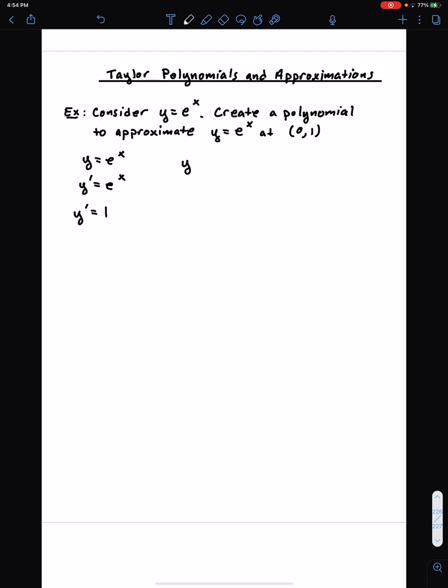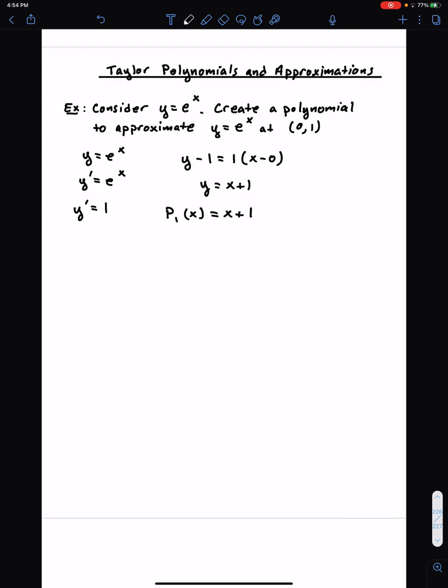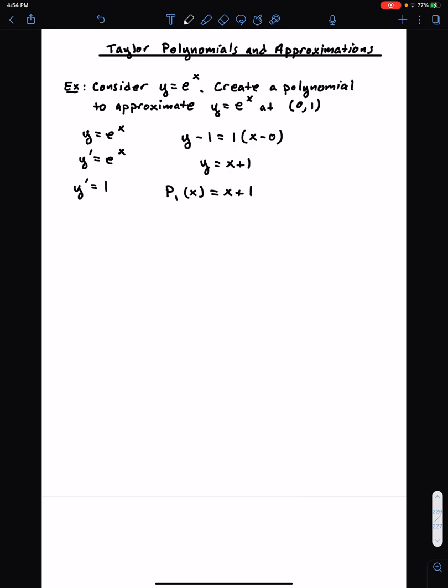So now the equation is y minus y1 is equal to m times x minus x1. So y is equal to x plus 1. So this is my first degree polynomial. So I'll call it p1 of x is equal to x plus 1 or 1 plus x. To improve the approximation, I'm going to use the second derivative, which means I have to add another term to the original polynomial.